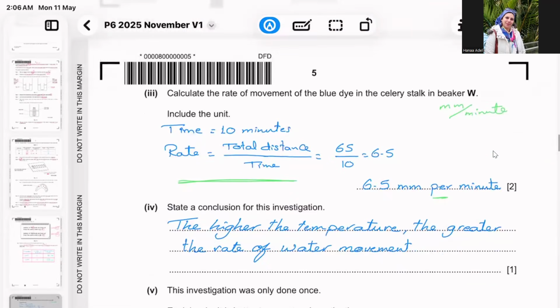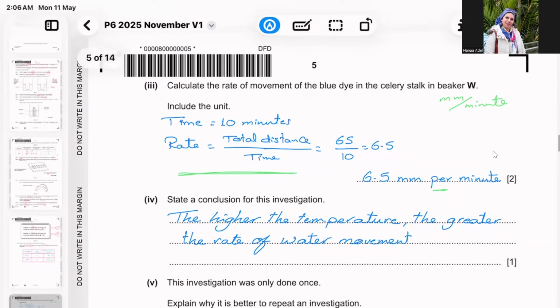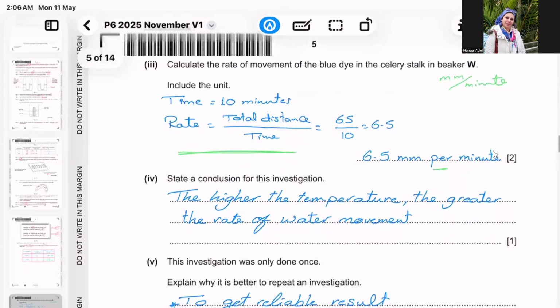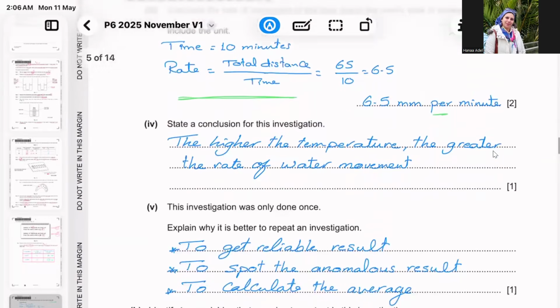Next question, this investigation was only done once. So explain why it is better to repeat an investigation. We have 3 reasons. I know that there is 1 mark, but you have to know more than 1, because sometimes the question is worth 2 or 3 marks. So why did we need to repeat the experiment? Firstly, to get a reliable result, spot an anomalous result, and also calculate the average. In the exam, you just write one of them, but you have to know why we need to repeat any investigation.